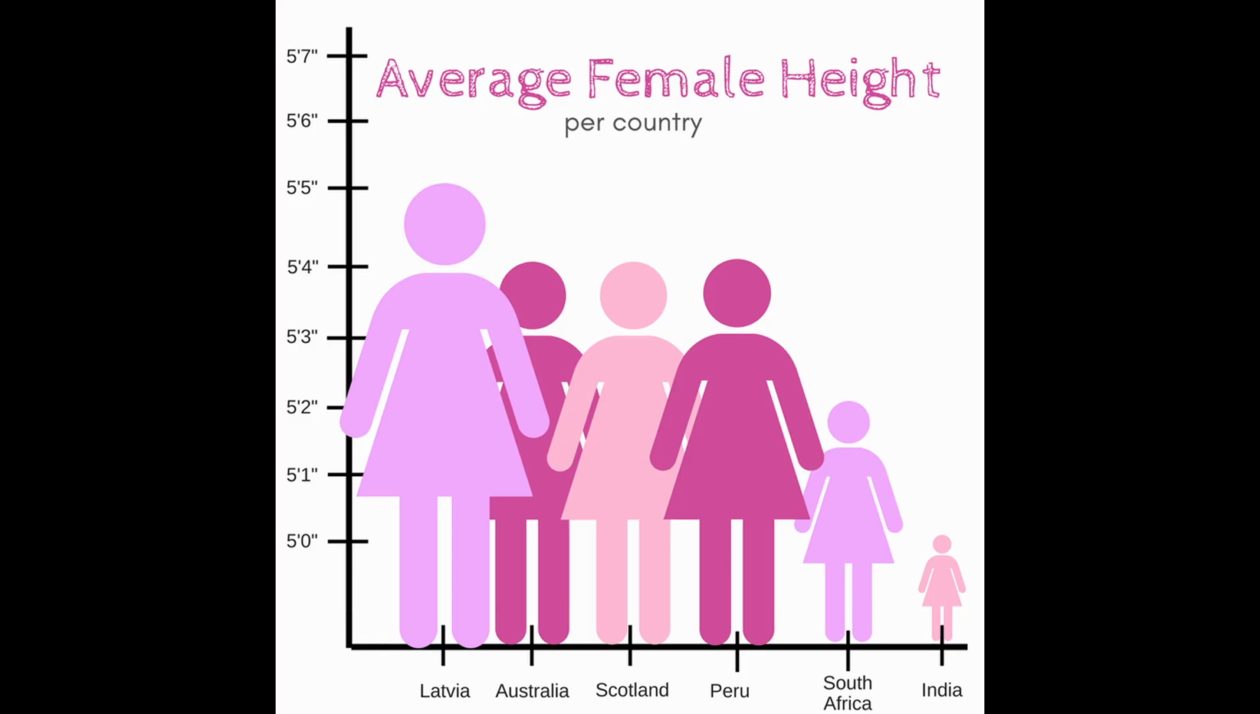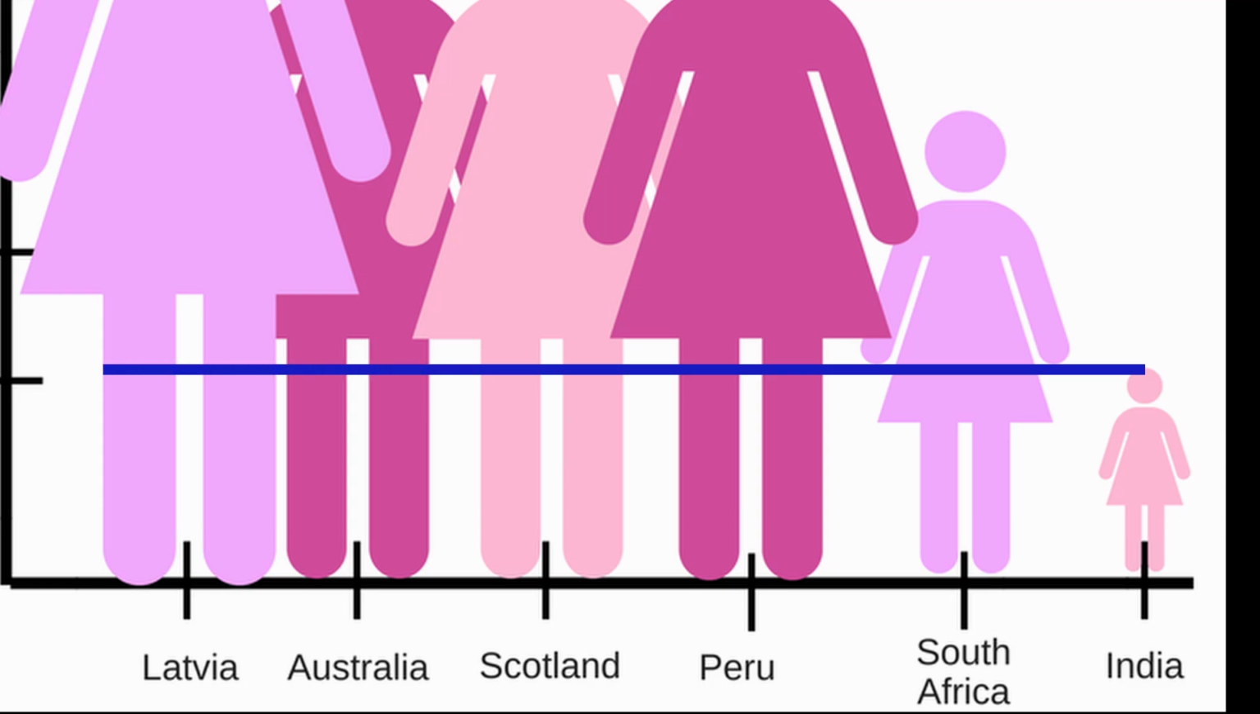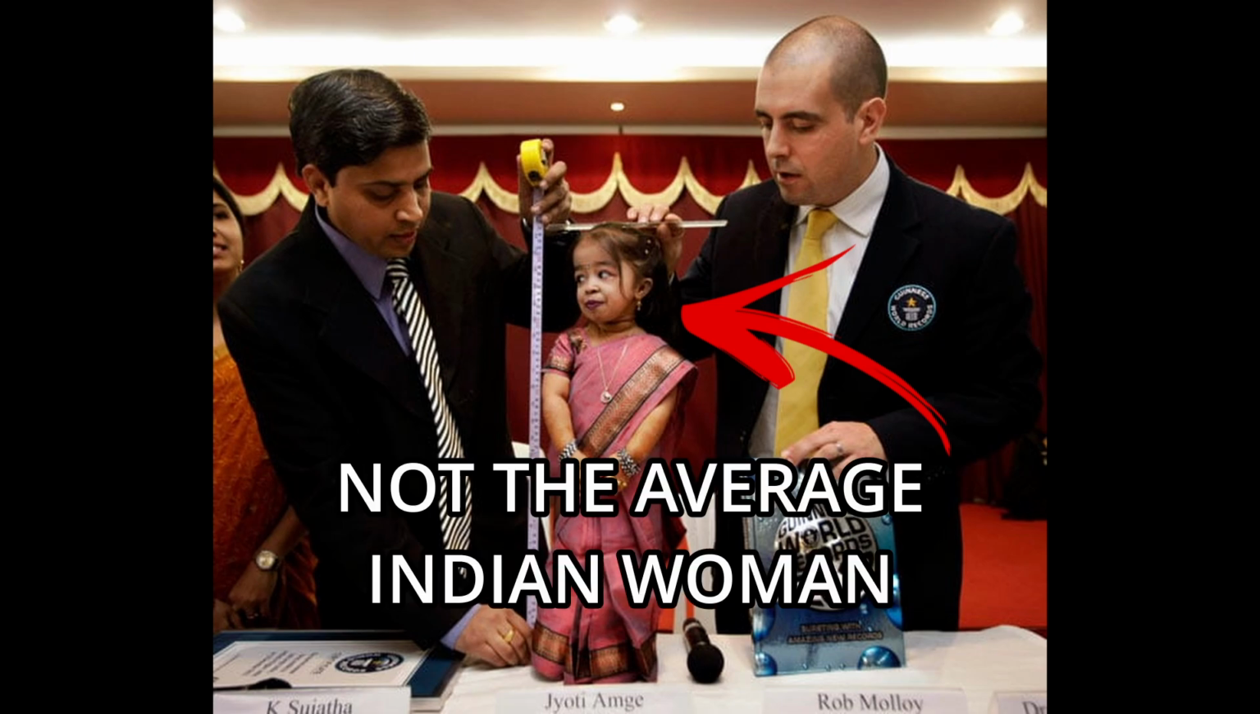What's the first ridiculous thing you see about it? Let's start with the obvious, shall we? The woman from India comes up to roughly the height of the Latvian woman's knees. I know the shortest woman in the world is from India, but come on, this is a bit ridiculous.